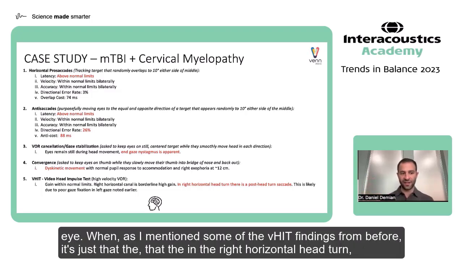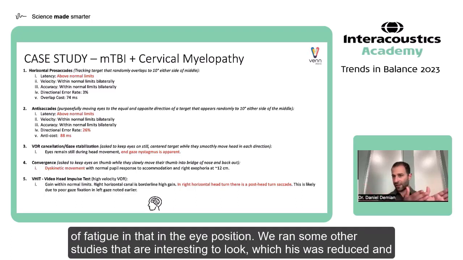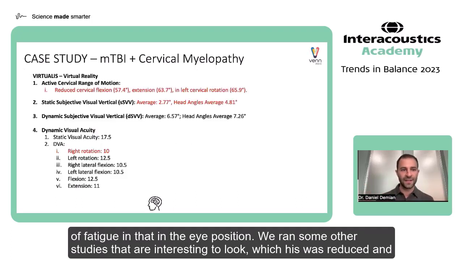And as I mentioned, some of the VHIT findings from before is just that in the right horizontal head turn, there's a post head turn saccade, not because of a vestibular issue, but very likely because of a loss of fusion and a loss of fatigue in that eye position.